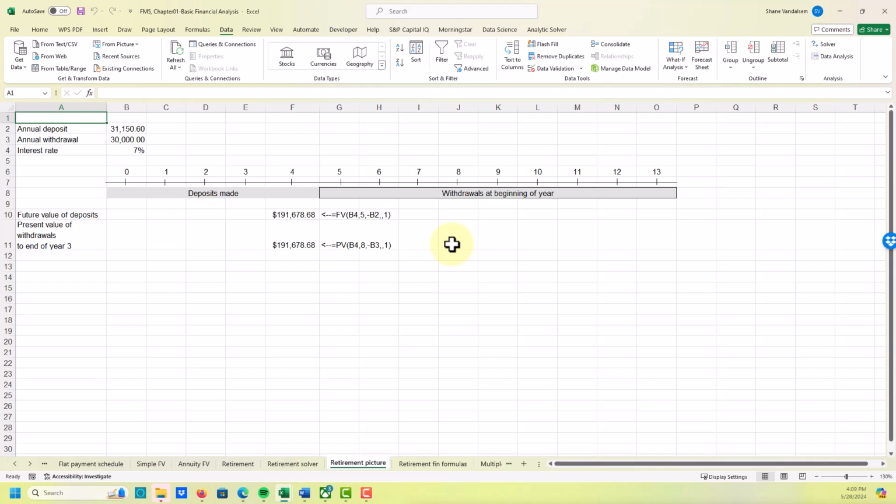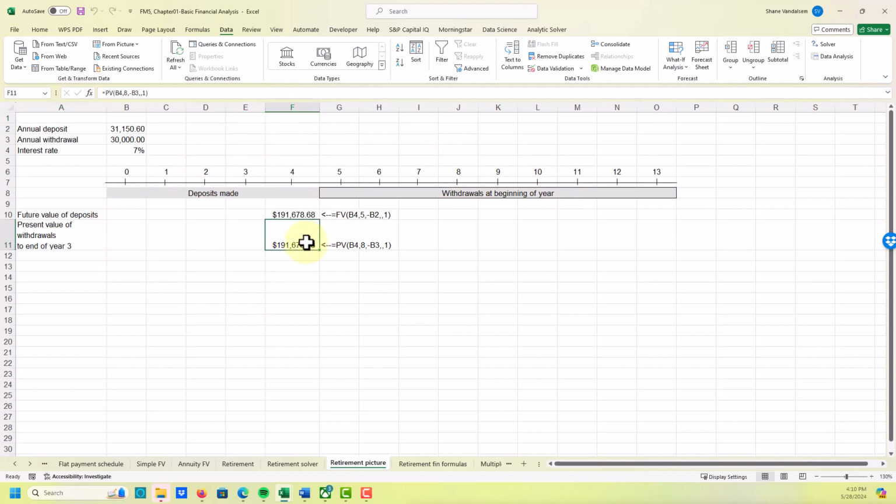So my number is going to be off by just a few cents. As you can see here, my annual deposit says $31,150.60 instead of $31,150.58, which is what Solver gave us. So it's going to be off by a few cents. But let me show you where we get these numbers. So first of all, I want to withdraw $30,000 at the beginning of the year for 8 years.